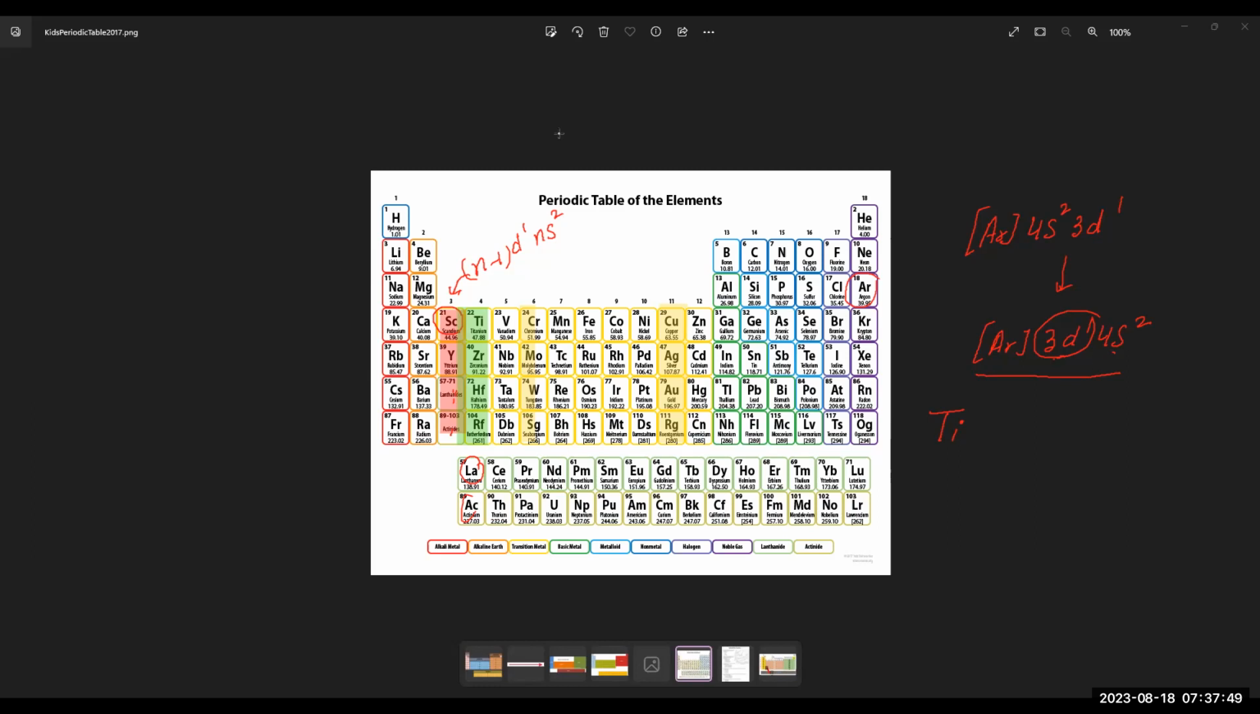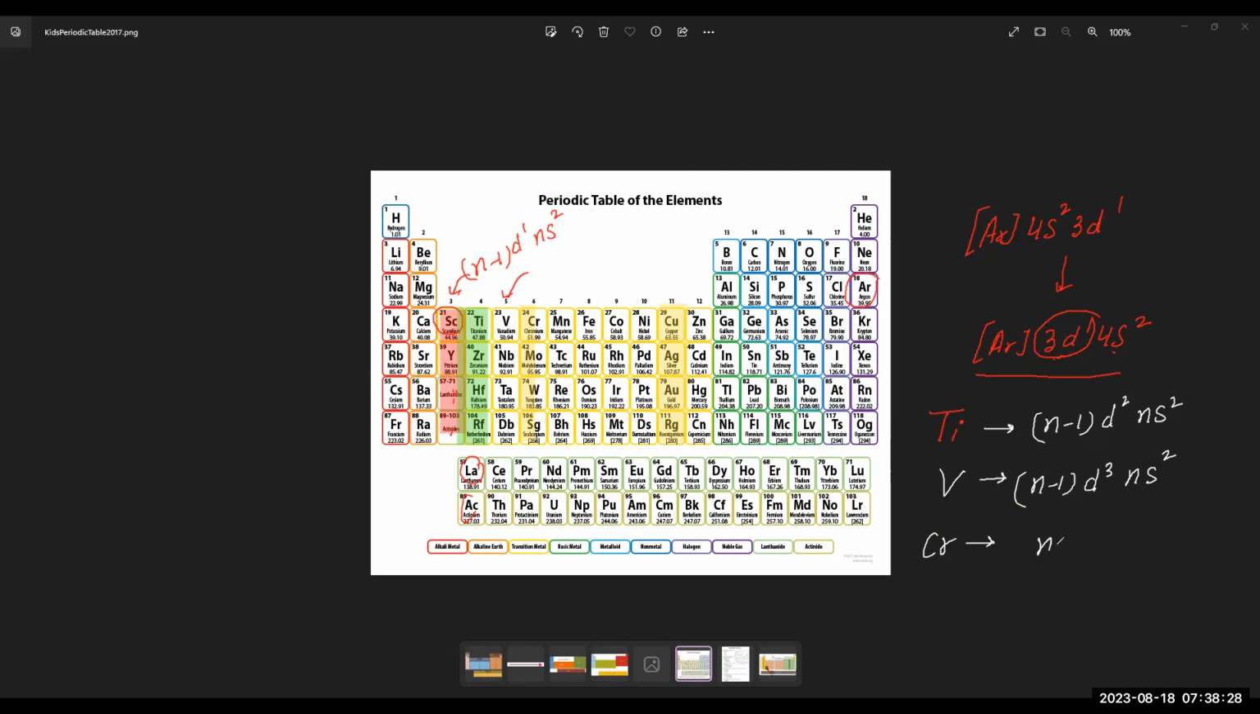Now you have seen the pattern. Follow the pattern. Then what is vanadium? So titanium, you said the titanium family is (n minus 1) d2 ns2. What is the vanadium family? (n minus 1) d3 ns2. What is the chromium family? And there you will see one anomalous jump.